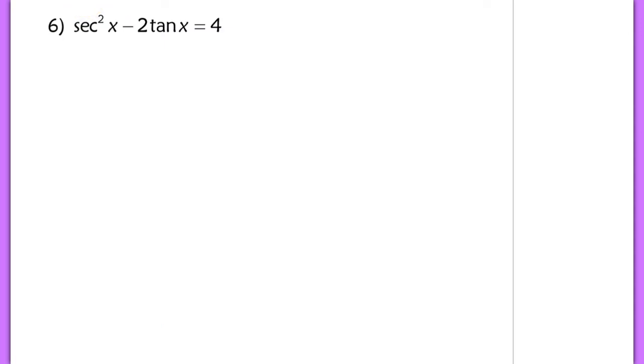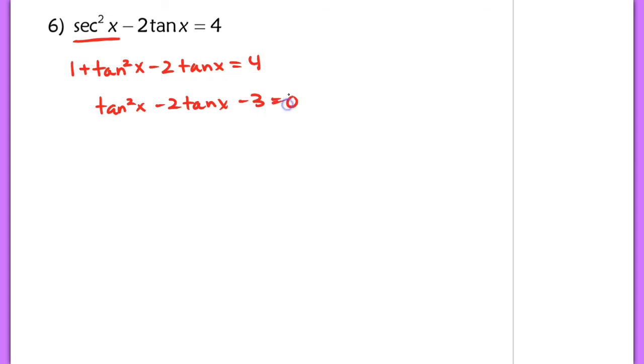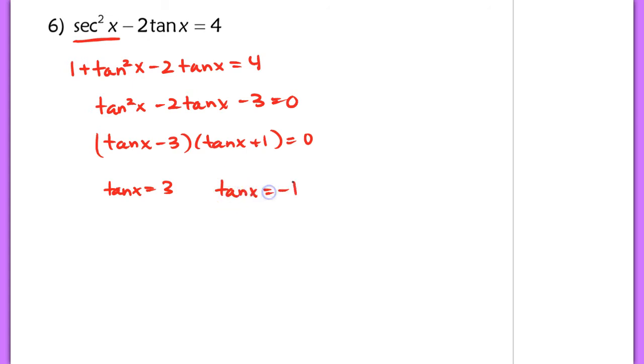Okay, next up in number 6, I see that I have two different trig functions here. Now, I can rewrite the secant squared x here using a Pythagorean identity, and I can substitute 1 plus tan squared x in. So now I've just transformed that, so I just see one trig function here. I also recognize that this is now a quadratic-like equation, so if I subtract that 4 over, I have this equation which will factor into the tangent of x minus 3 and the tangent of x plus 1. So now I'm going to look and solve two different equations, the tangent of x equals 3 and the tangent of x equals negative 1.